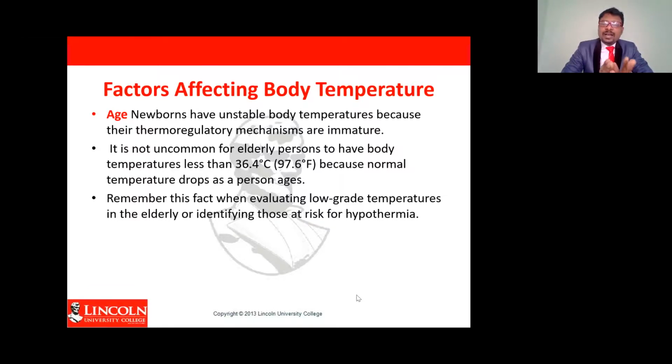If anybody has less than 36.4, it indicates hypothermia, so they may have a chance of getting other complications. Remember this fact when evaluating low-grade temperatures in the elderly, and when identifying those at risk for hypothermia. If anybody is less than 36.4 centigrade, it indicates hypothermia. Thermia means temperature, hypo means less temperature. But it will vary from person to person.